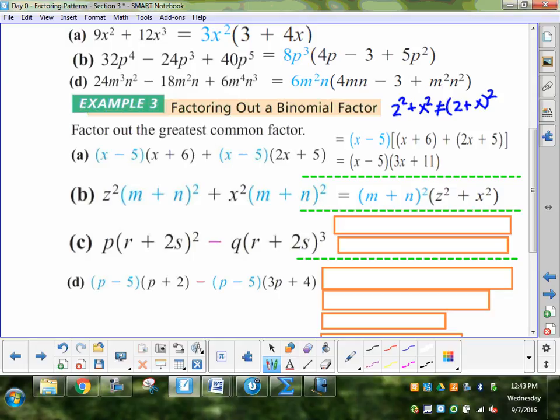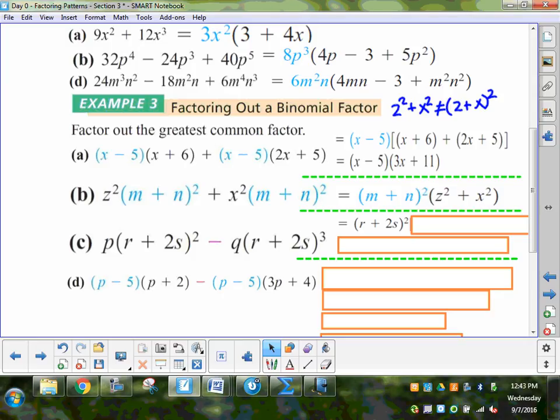Questions on that? Let's take a look at the next one for C. Hands up, please, if you can tell me what the GCF in C would be. We got one person, we're waiting for 6. Who wants to take these up front? R plus 2s being squared is what I'm going to factor out. Now, I'm going to need brackets there because this is going to get a little bit messy. It's okay. Who can tell me what I would be left with after I factor out the quantity r plus s squared from both the left and right half of this binomial? What do I now have?